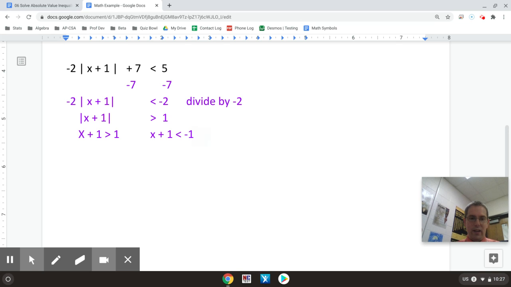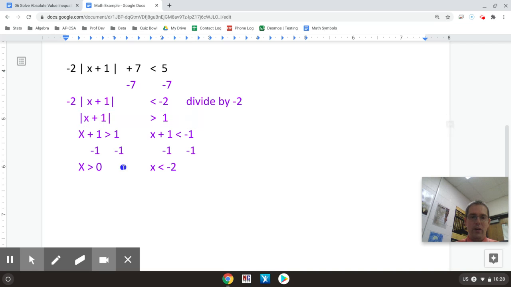Now to finish solving, I need to get x completely by itself. So subtract 1, and it's going to work the same for both of these equations. So I'll go ahead and subtract 1 there as well, leaving me with x is greater than 0 for my first answer, and my other part of my answer is x is less than -2. Now technically, once the absolute value is by itself, since that was a greater than, this is technically an or.